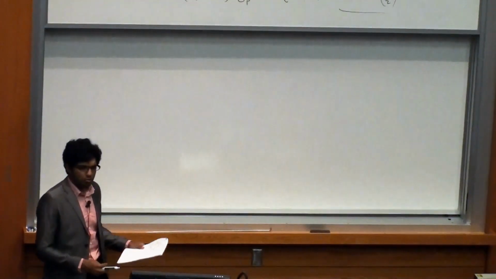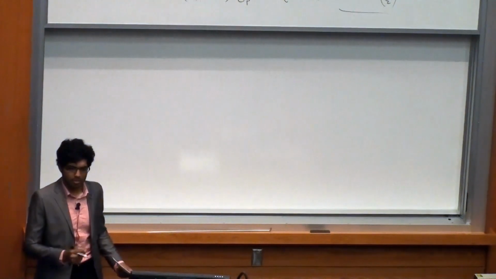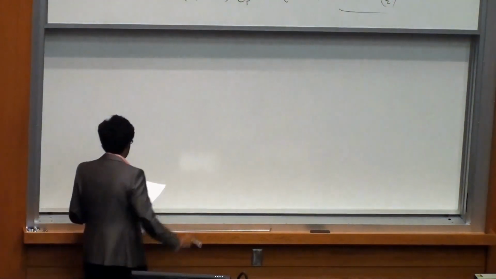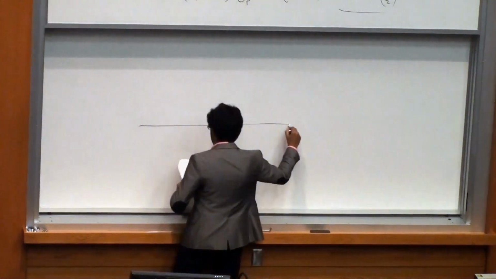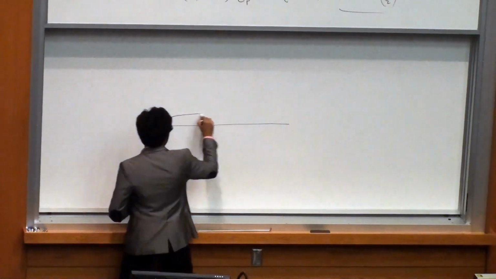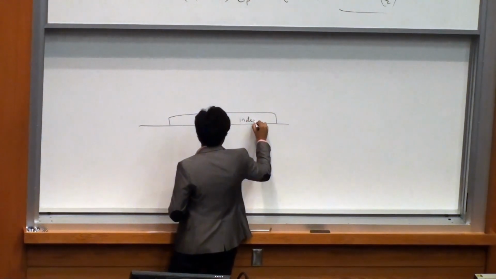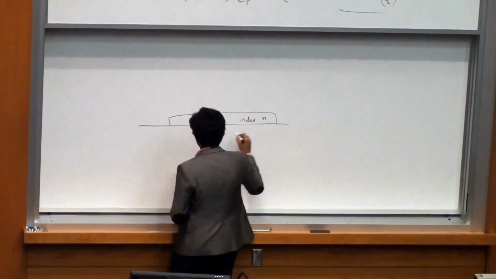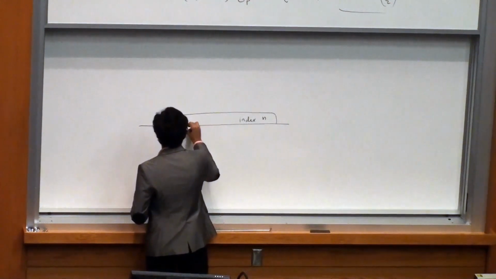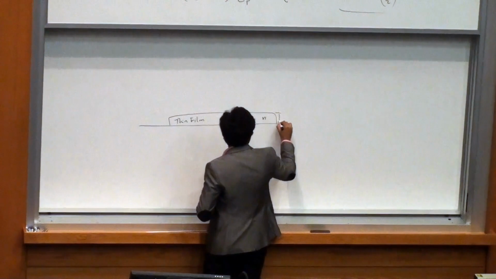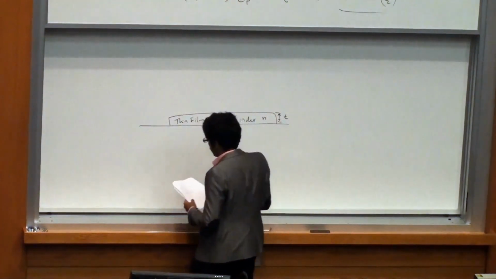I'm not going to dwell too much on it because it's just a repeat of Snell's law with some minor adjustments to be made. So if I have some media here and I have some film on top with some index of n, some thin film, and this is some thickness t.